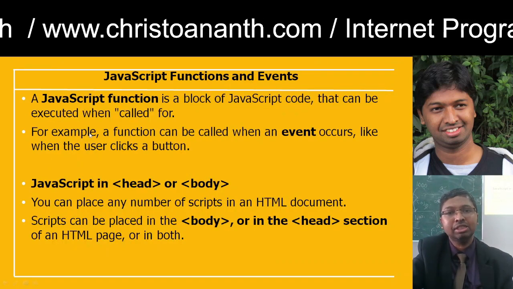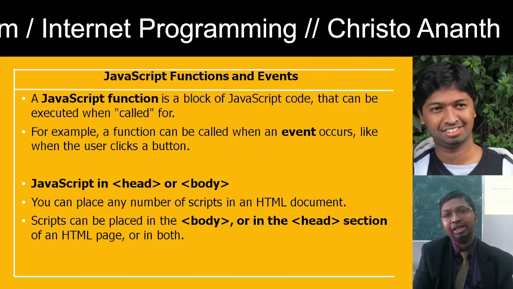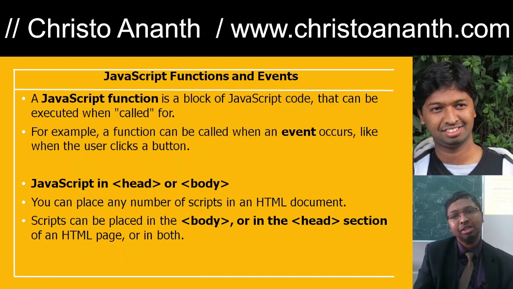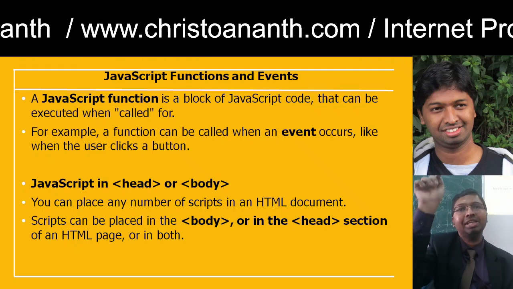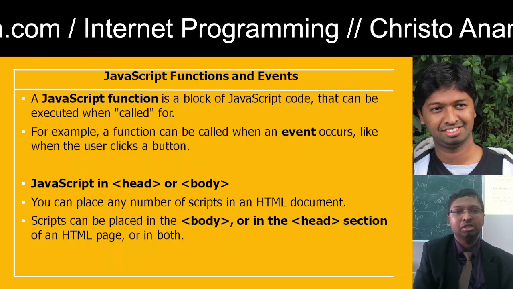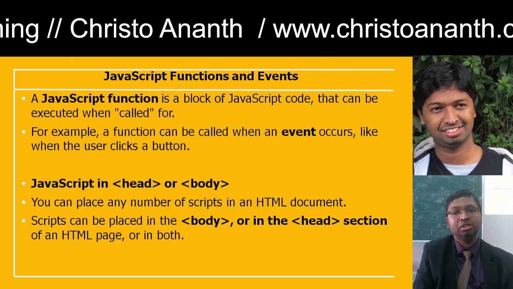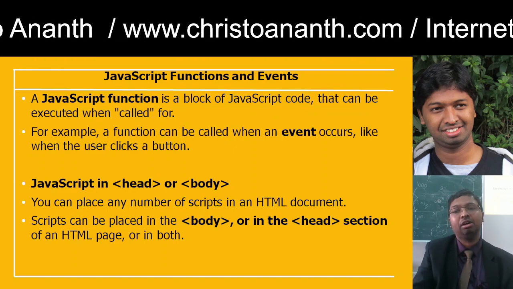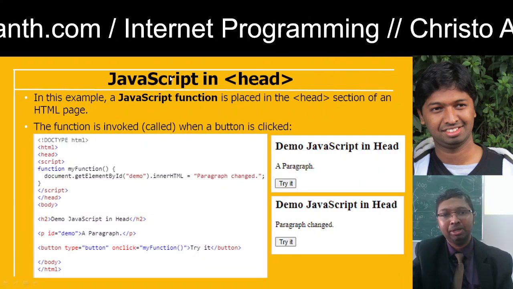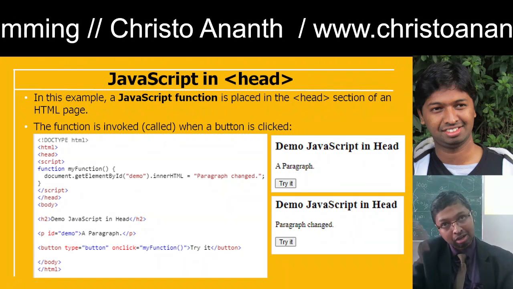You will have functions and events also, like a JavaScript function. It's a block of JavaScript code that you can execute whenever you call for it. For example, when the event occurs, like when the user clicks on the button, then of course the event occurs and the function can be called. JavaScript can be present in the head tag, and the body tag also you can place it. Maybe in the head section you can place it. Whenever the button is clicked, the function is called or invoked.